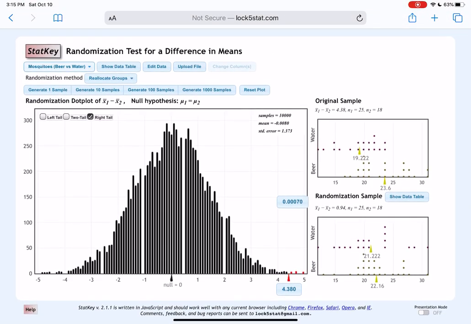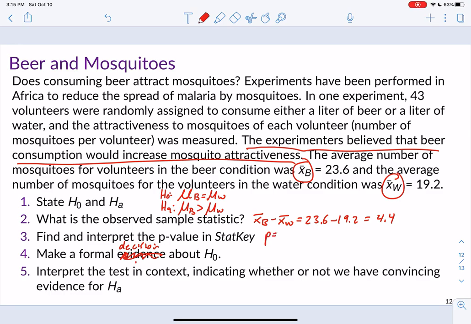The p-value here is 0.0007. Which is going to state that given that there is no difference in the average number of mosquitoes attracted to people in the beer condition or people in the water condition, the probability of observing a difference in mean number of mosquitoes between the two conditions of 4.4 or more is 0.0007. So again, extremely unlikely, which means that if we set alpha to 0.05, p is less than alpha, so we're going to reject the null hypothesis, meaning we're going to conclude that these two groups are not equal, they do not have the same mean number of mosquitoes.